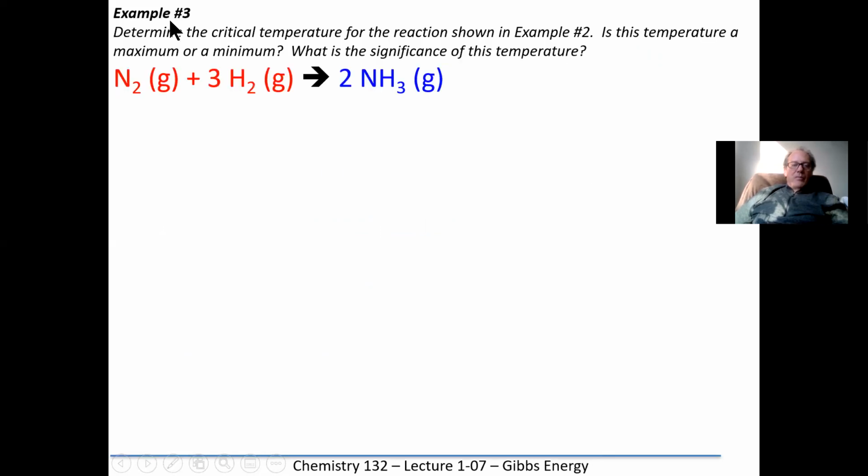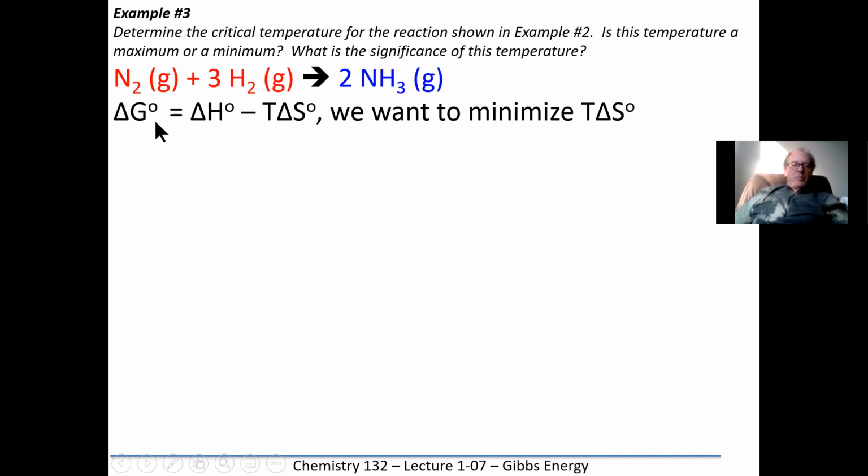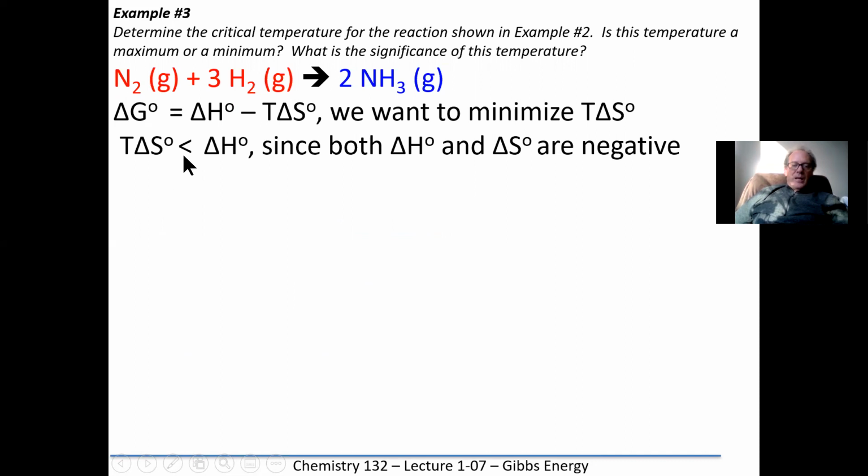Now let's look at example 3, but we're also going to consider example 2. We know delta G is equal to delta H minus T delta S, and we want to minimize T delta S. T delta S will be less than delta H since both delta H and delta S are negative. If delta H is negative, it means it is a favorable driving force. If delta S is negative, it means it's an unfavorable driving force. So the two forces are opposite to each other.